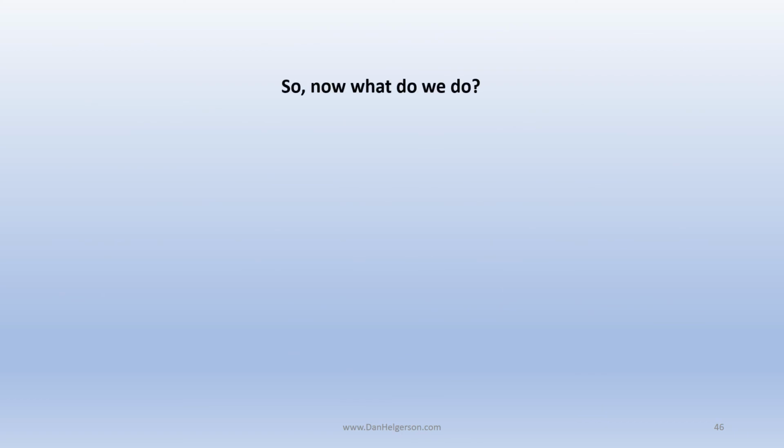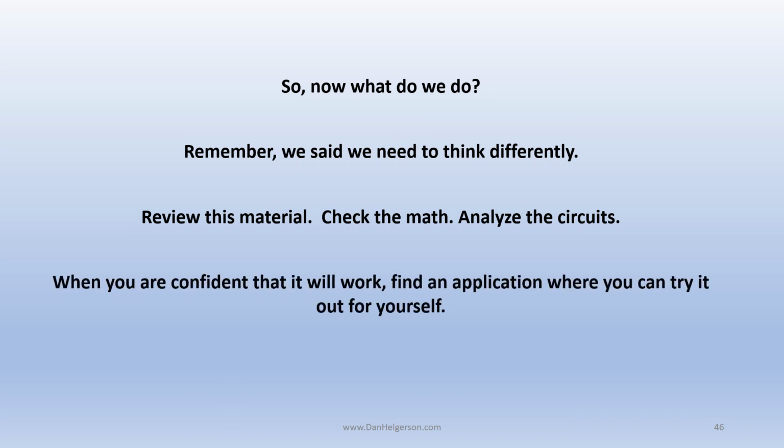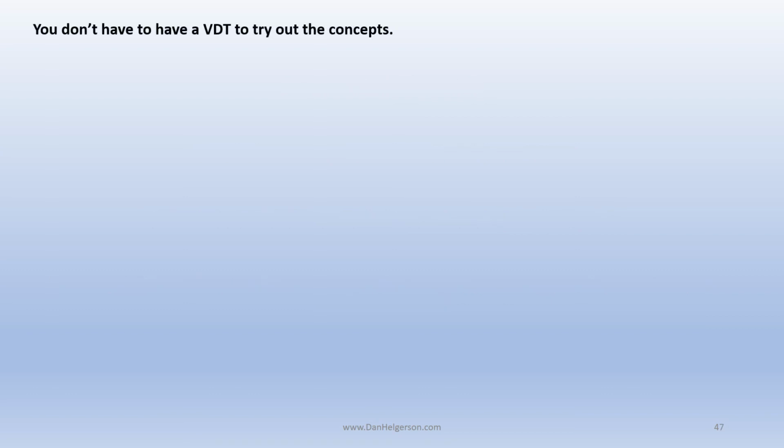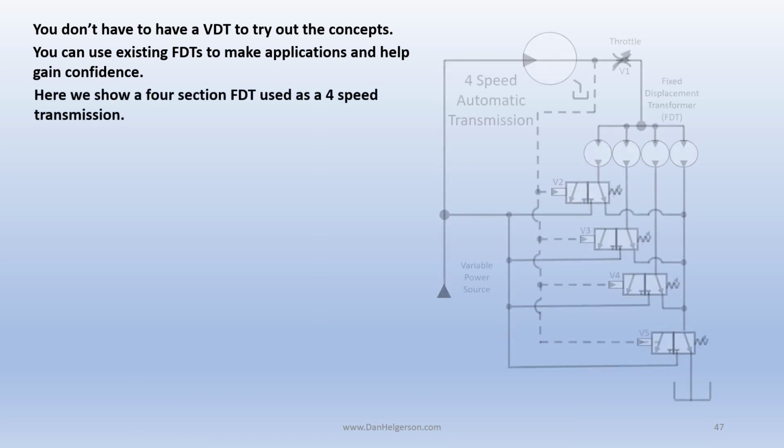So, what do we do? Well, remember, we said we need to think differently. Review this material. Check the math. Analyze the circuits. And when you are confident that it will work, find an application where you can try it out for yourself. You don't have to have a VDT to try out the concepts. You can use existing FDTs to make application and help gain confidence.